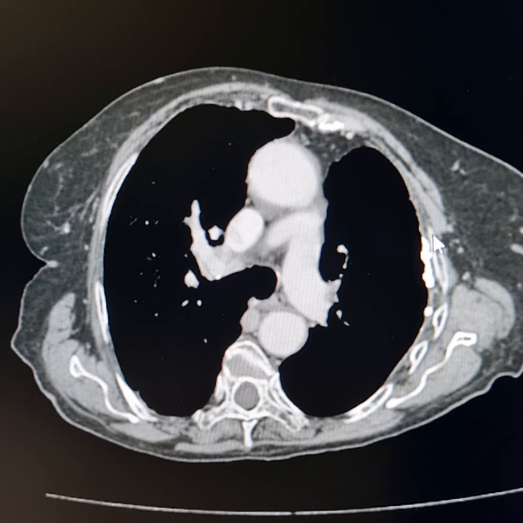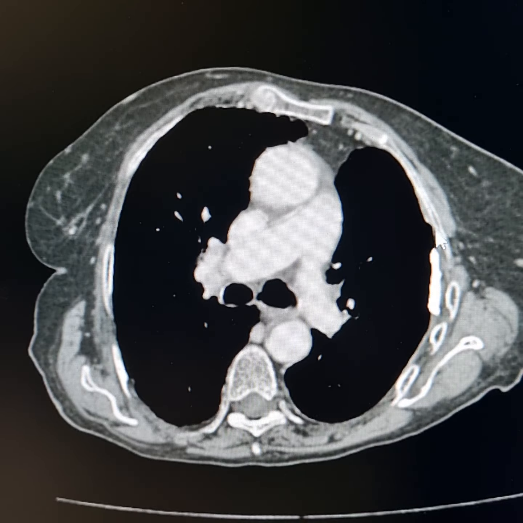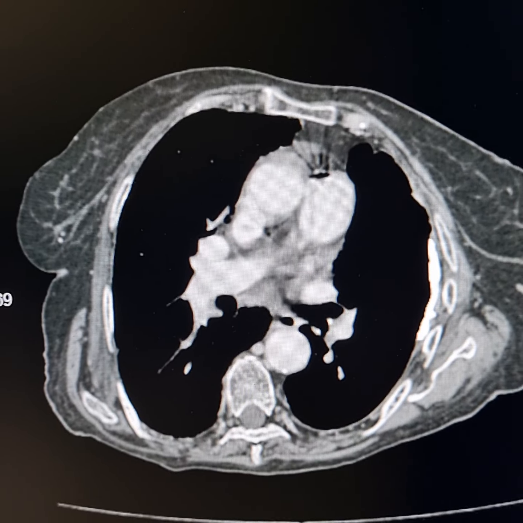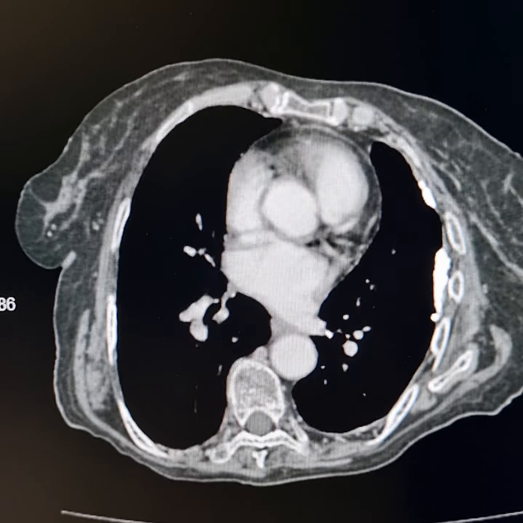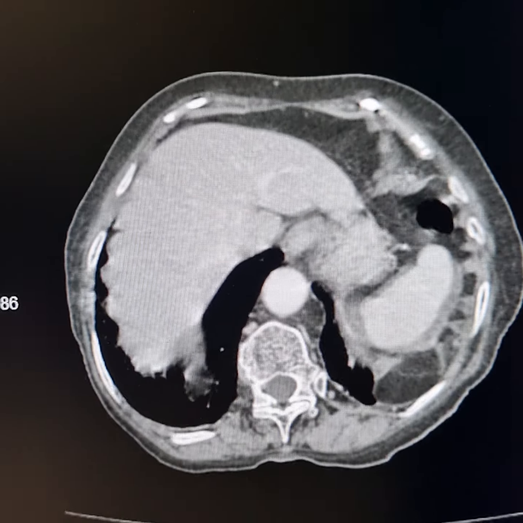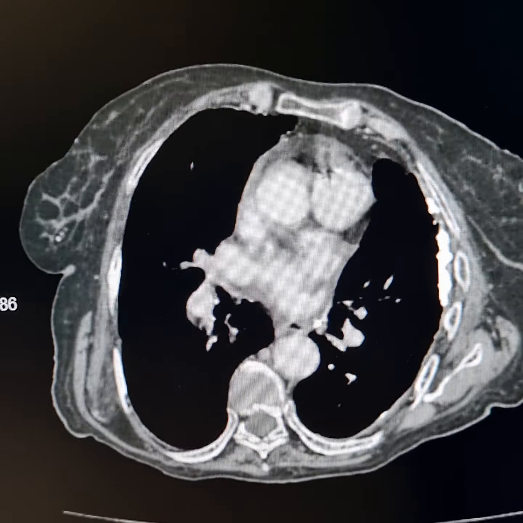This has resulted in a relatively smaller left hemithorax. Please observe that this is a relatively smaller left hemithorax as compared to the right one. These are the sequelae of the previous tuberculous pleural effusion.